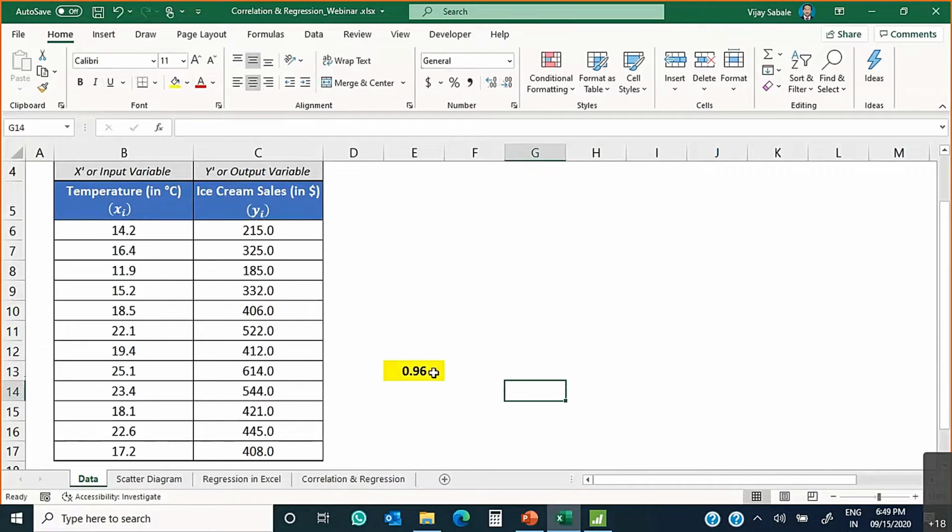What is the correlation between these two variables? It's 0.96. Now, if you look at this value, it is positive, right? It's 0.96. That means if there is an increase in the temperature, there is a corresponding increase in the ice cream sale, and that has a correlation of 0.96. Now, we are saying that there is a correlation of 0.96. What does that exactly mean? That we are going to see in detail.